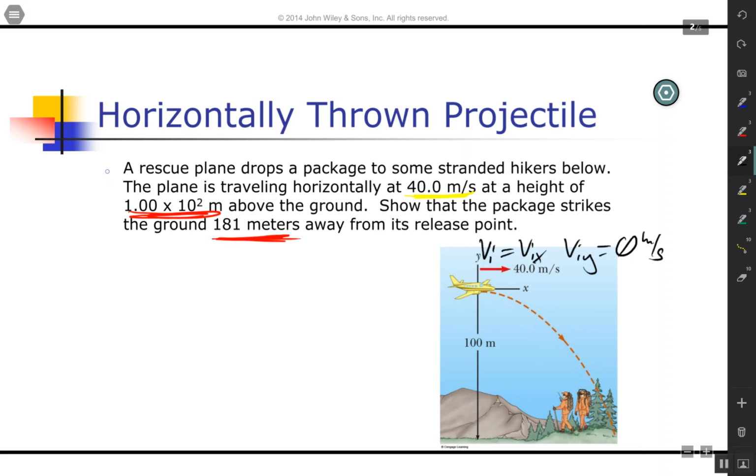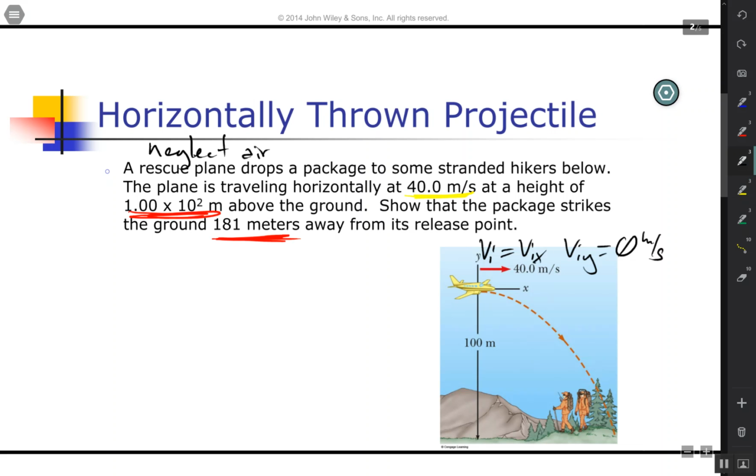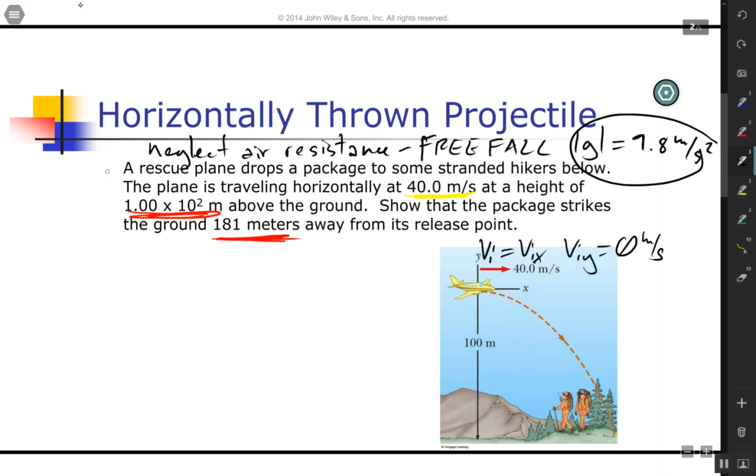Now, one thing that I neglected to mention here is that you have to neglect air resistance. And hopefully by this time you already know the reason for that, because when you neglect air resistance, that means you can use the concept of free fall. And when it's free fall, how much is acceleration due to gravity? Well, the magnitude at least would be 9.8 meters per second squared. So that actually is one of your givens right there.